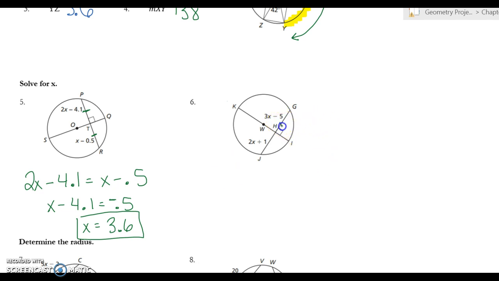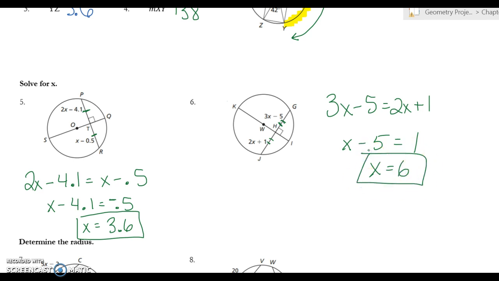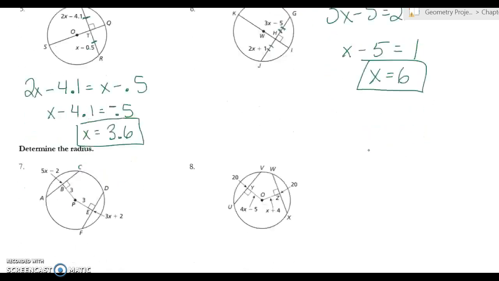So you should have recognized it was the same thing. It was bisected, so it's just going to be 3x minus 5 equals 2x plus 1, minus 2x on both sides. And then add 5 on both sides and you get 6. Okay, so that rule is not that tricky, it's just one you have to remember.